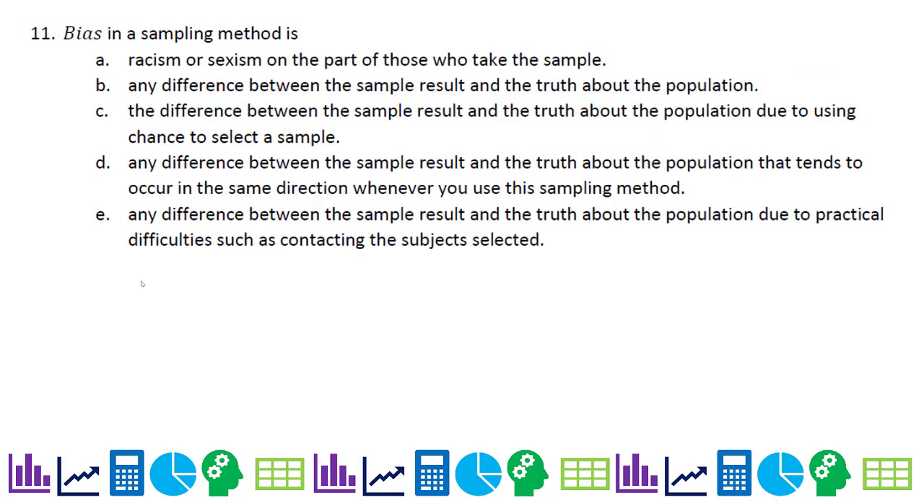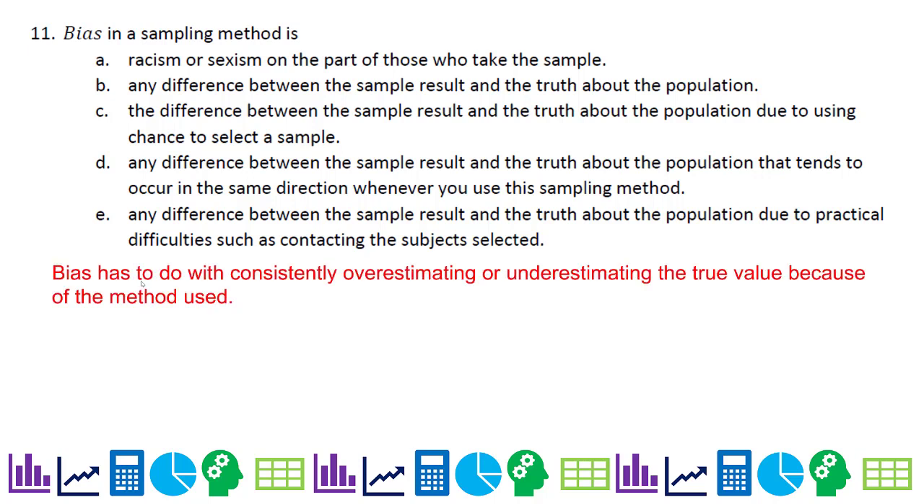Okay, bias in a sampling method. All right, so what is bias? Bias has to do with consistently overestimating or underestimating. Not doing both. You're either consistently overestimating or you're consistently underestimating. This is exclusive, you're doing one or the other, and because of the method you used. So if you remember in Beyonce, if you did the activity, you would see that my students consistently overestimate the length of words because when they use their judgment to pick the sample, so that is a bias.